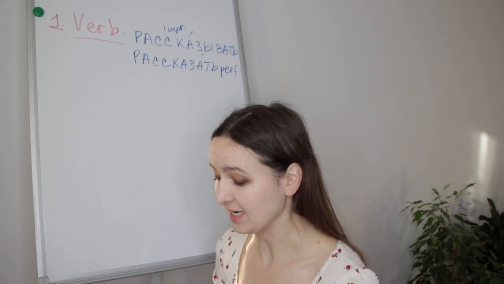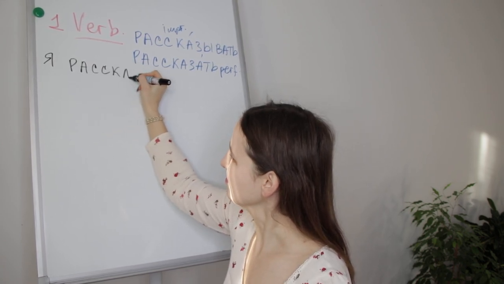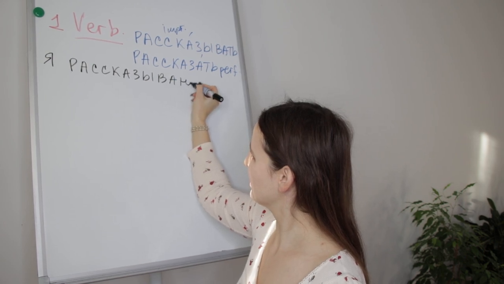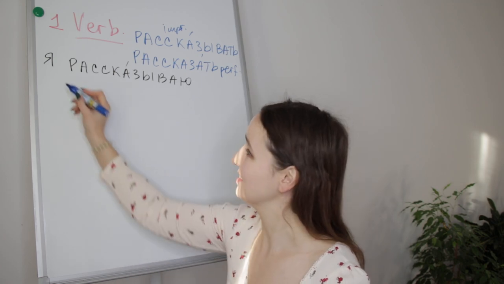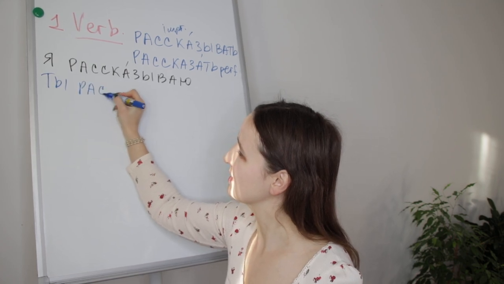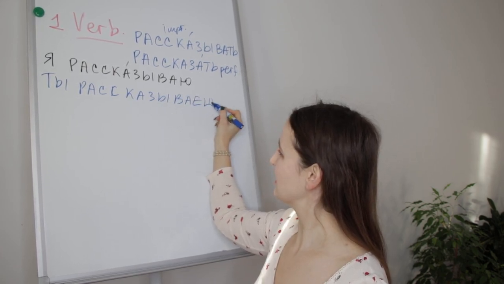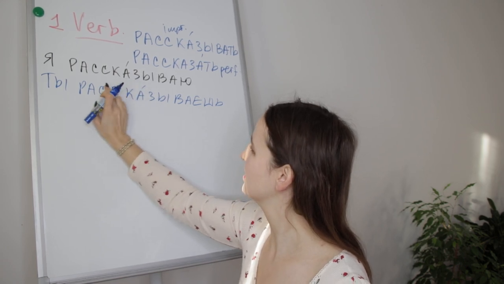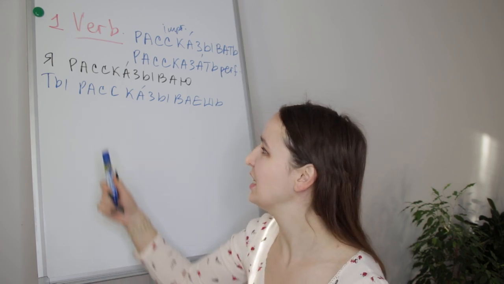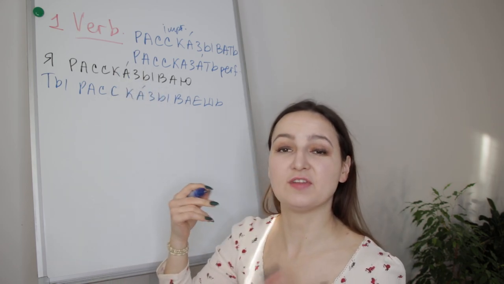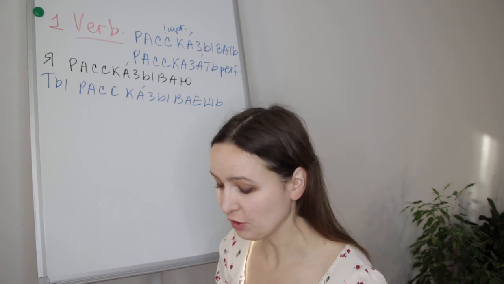Рассказывать. Итак, я рассказываю, I'm telling, я рассказываю. Ты рассказываешь, this is ты, ты рассказываешь, you are telling a story, an anecdote, ты рассказываешь, and it's imperfective, that means that it's happening right now, in general, or every day, every week. Ты рассказываешь.